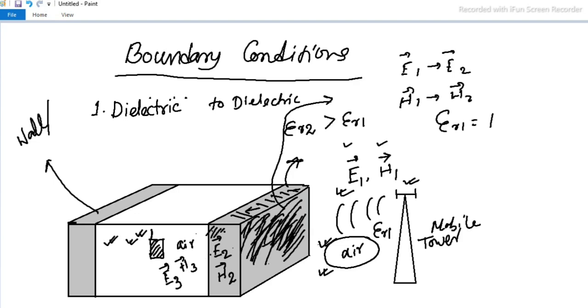So from wall to air, when it moves from one dielectric medium to another dielectric medium, certain changes will occur with this electric and magnetic field. So here also I will again get the dielectric to dielectric boundary condition applied. Now you consider the case if this wall is made of some sort of conductor.